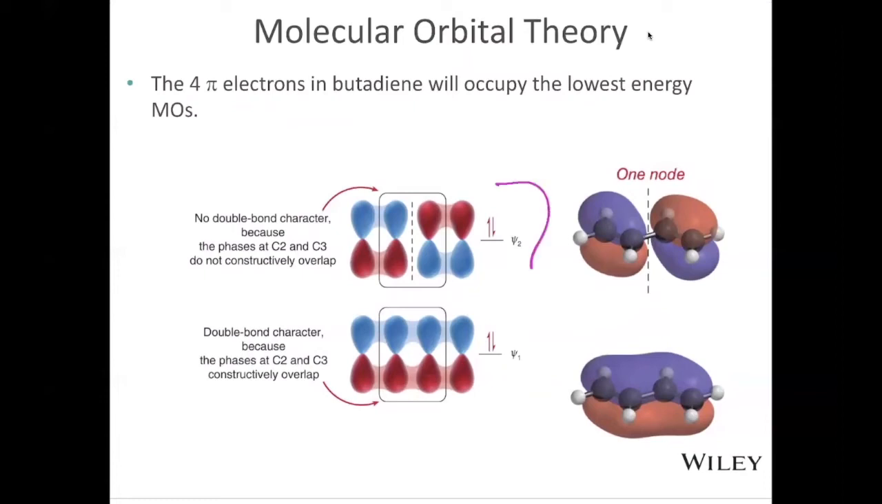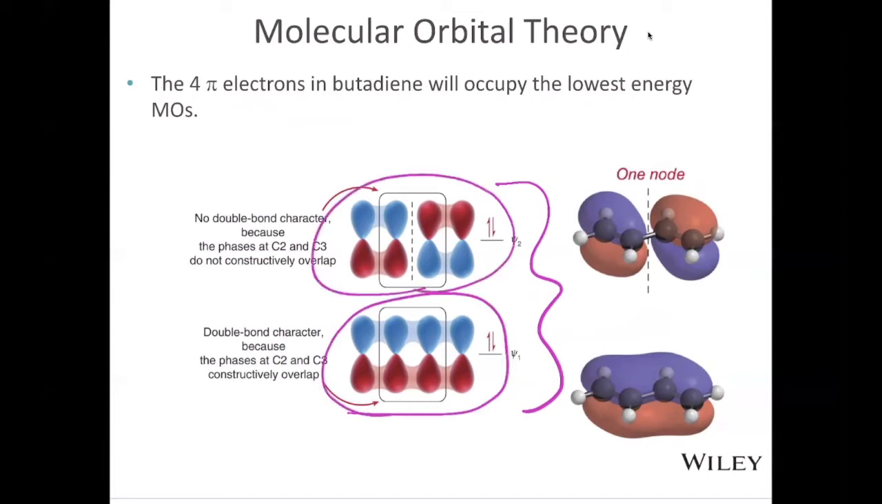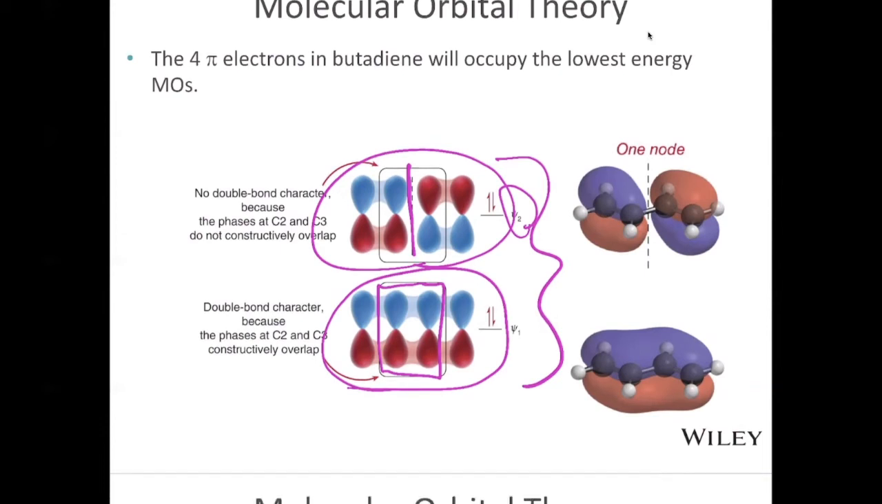So these are the 2 bonding orbitals, and we have our 2 electrons in the lowest with 0 nodes and in the second lowest with 1 node. In the lowest energy case, we have double bond character because C2 and C3 constructively overlap. In the next level of energy up, we do not have double bond character because these 2 are out of phase and they do not constructively overlap. Because in our 2 bonding molecular orbitals only one shows double bond character, that means it's not a true double bond, but it is a partial double bond.